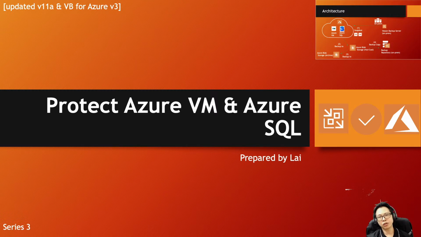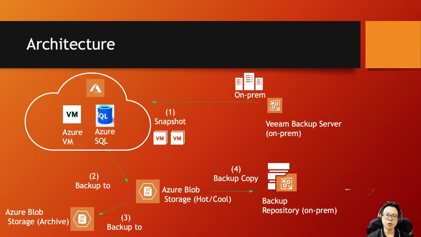Let's have a quick look at the architecture, the one that we are going to talk about. First and foremost, you already moved your workload into public cloud. You create Windows VM, running Windows or Linux. You also created what we call Azure SQL. Now the next question is, without installing an agent, right? How do you protect this particular workload, right?